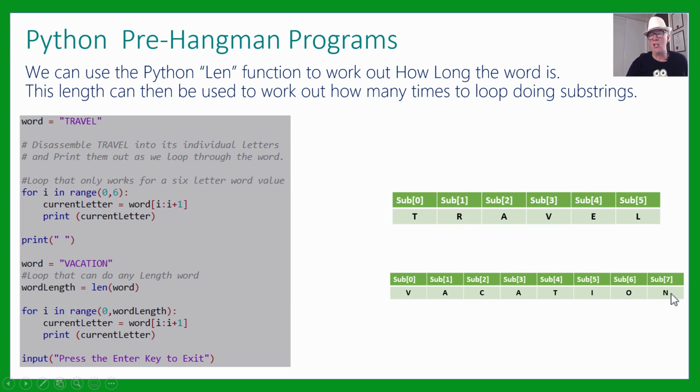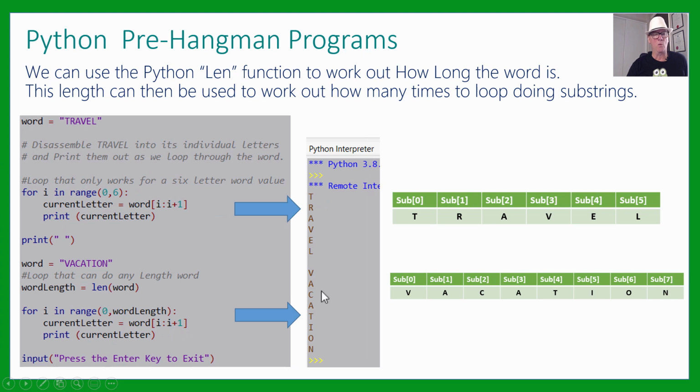Now, we've got a bigger word here, vacation, that's got 8 letters in it, and rather than setting up 0 to 8, we're setting up something much better. This loop will be able to do any word which we give it. We don't have to worry about length, because we calculate word length equals len brackets word, so it's going to work out that that one's 8, so I know I have to do this loop 8 times. If it was looking at travel, it would work out that that's 6, and then it would know it has to do the loop 6 times. So this one here is the better one to use. This loop should print out all the letters of vacation.